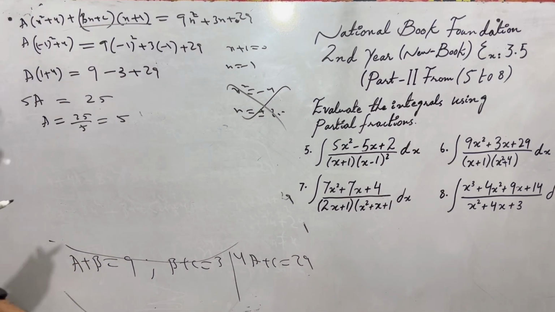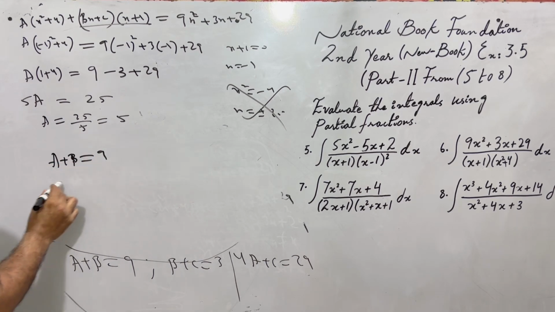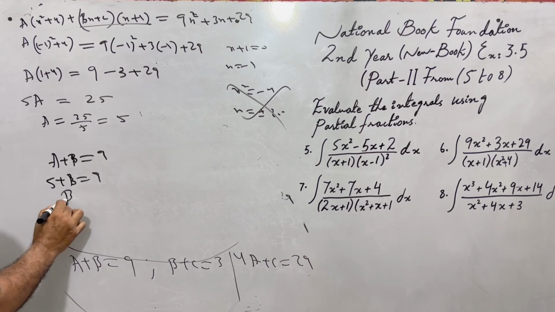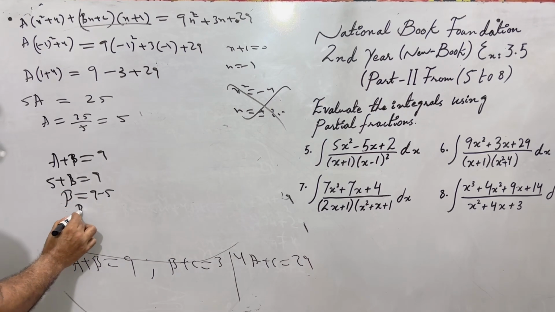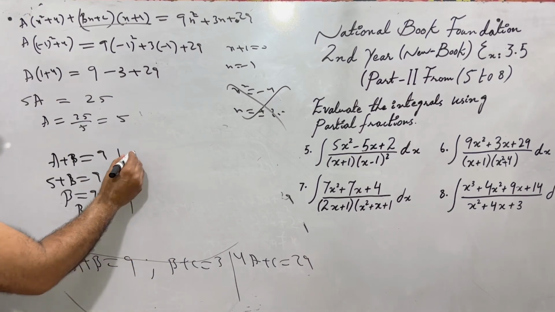The rest is a piece of cake. A walk in the park. Put the value of a here. A plus b is 9. Utilize a is equal to 5. Then b is simply 9 minus 5. The value of b is 4. Impressive.